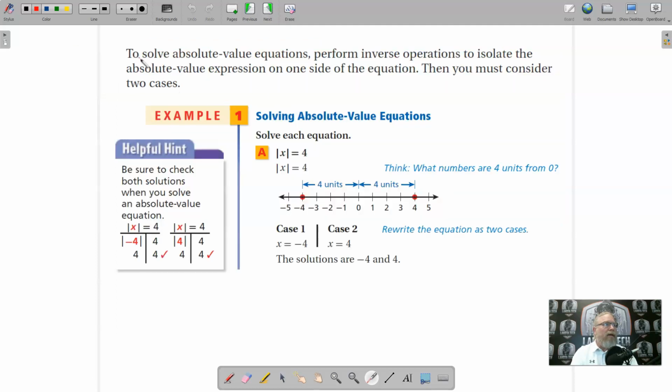And here, to solve absolute value equations, perform inverse operations to isolate the absolute value expression on one side of the equation. Then you must consider two cases.